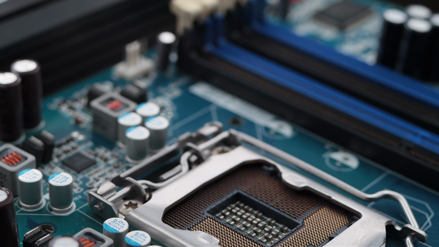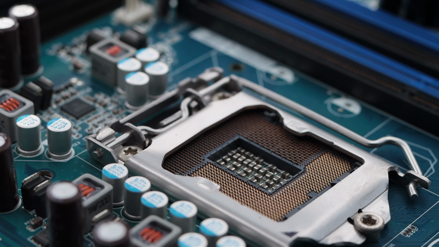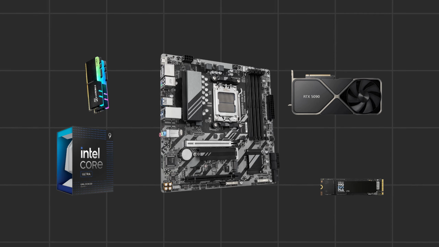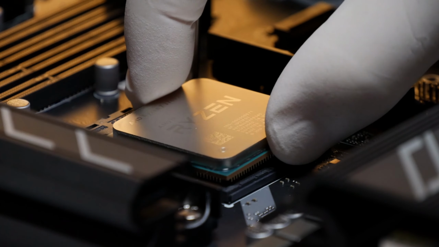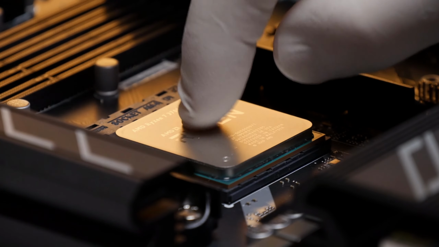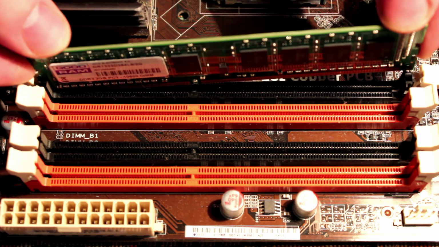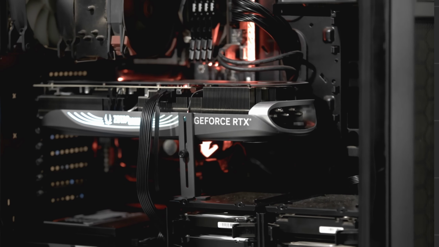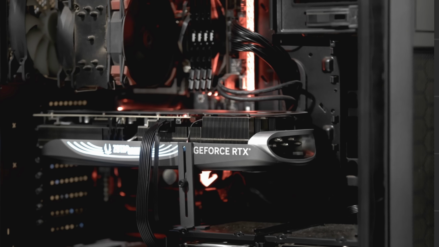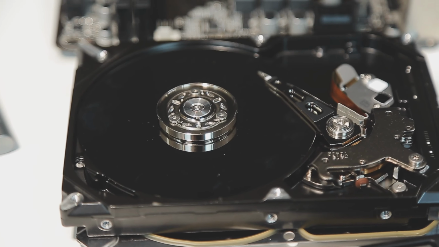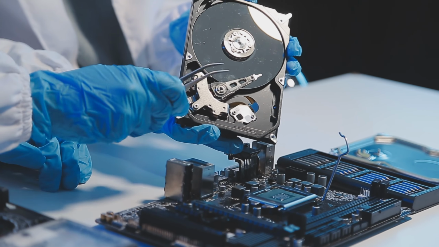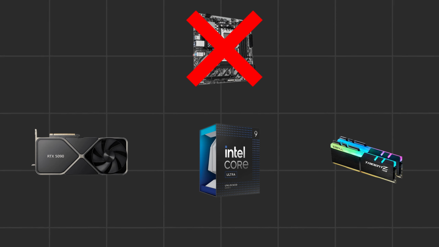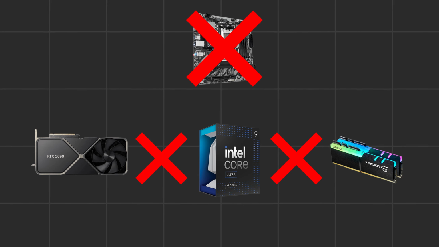The motherboard is one of the most important parts of any computer because it connects every major component in the system. Your CPU is installed into the CPU socket on the motherboard. Your RAM goes into the memory slots. Your graphics card connects through a PCI Express slot. Storage devices connect through SATA ports or NVMe slots. Without a motherboard, none of these parts could communicate with each other.